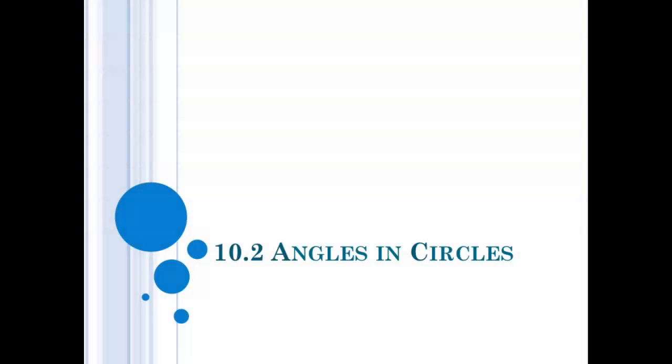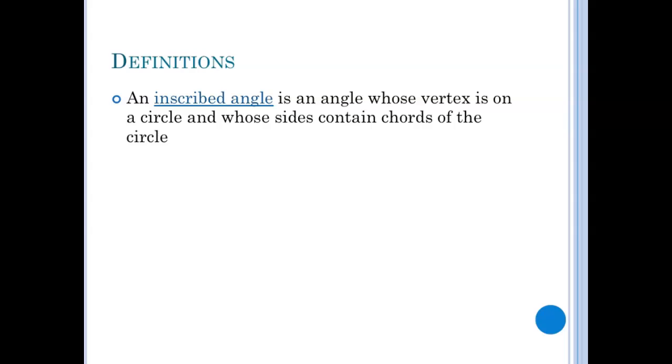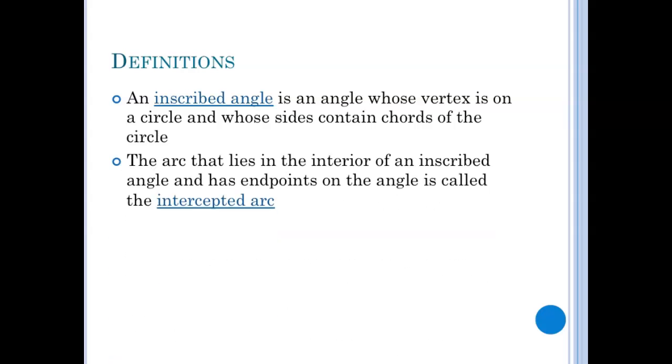We're continuing our study on circles today by talking about angles within circles. So first, let's talk about some definitions. What we call an inscribed angle is an angle whose vertex is on a circle and whose sides contain chords of the circle. Now the arc that lies in the interior of an inscribed angle and has endpoints on the angle is called the intercepted arc.